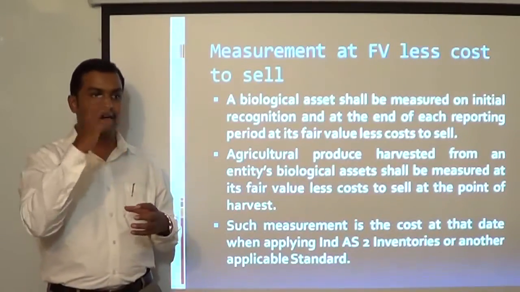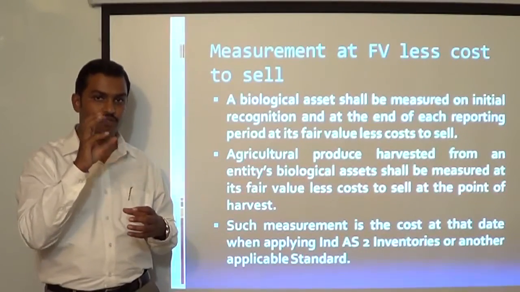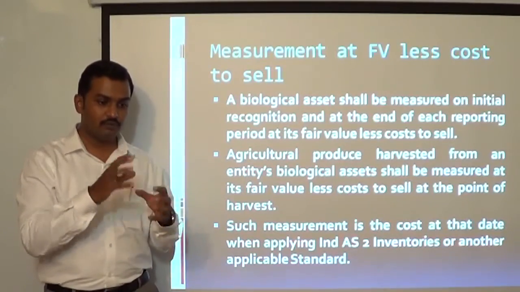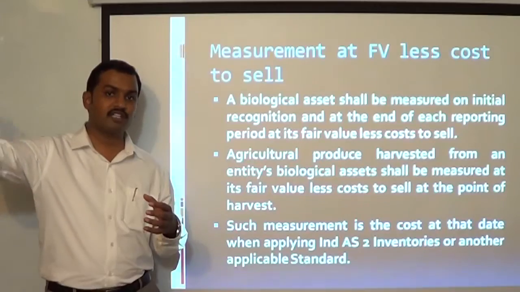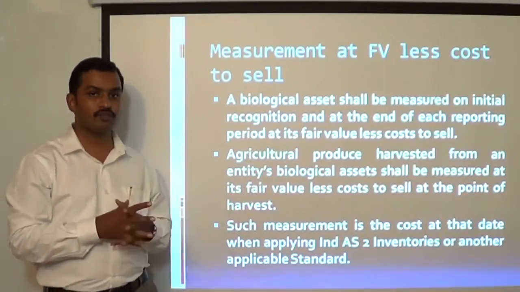So if you have picked apple fruit from an apple tree, you have to estimate the fair value less cost to sell of that picked fruit, and in future when this apple is used for manufacturing a finished product, the raw material for that finished product will be apple, and its cost will be equal to what you decided at the point of harvest.